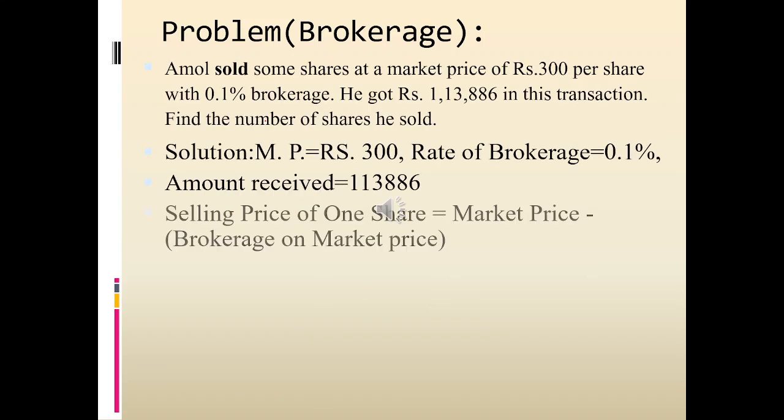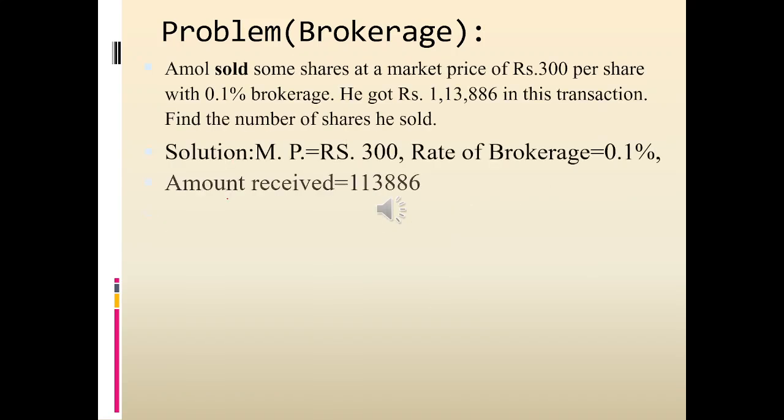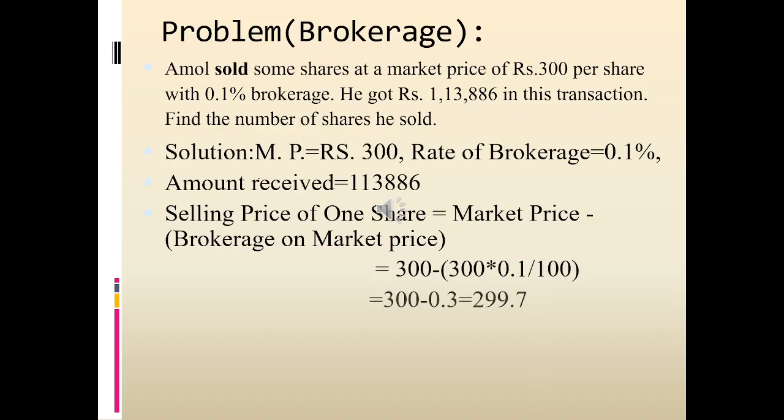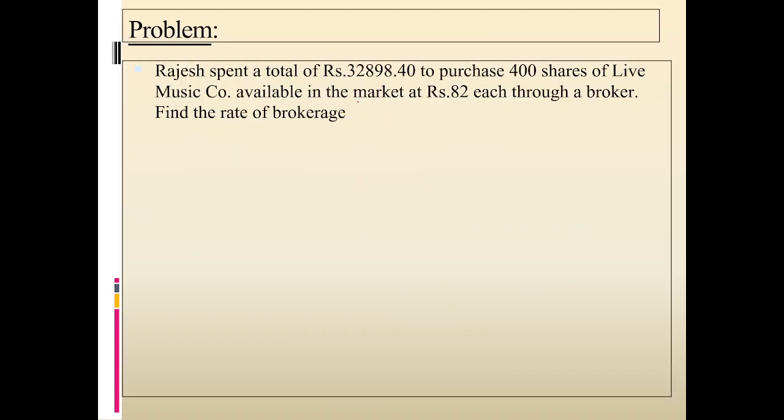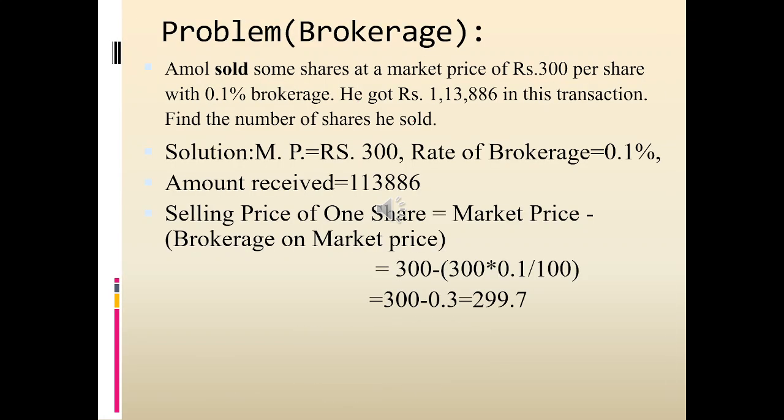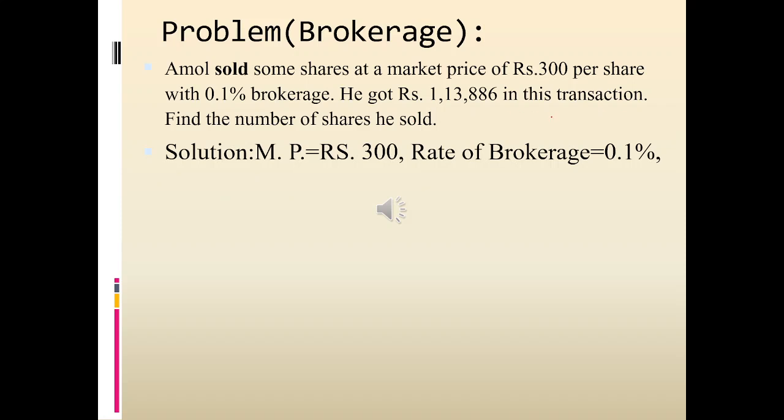Then take the next problem. Amol sold some shares at a market price of rupees 300 per share with 0.1% brokerage. He got 1,13,886 rupees in his transaction. Here we have to find the number of shares.